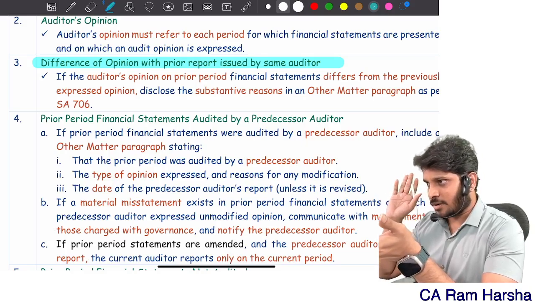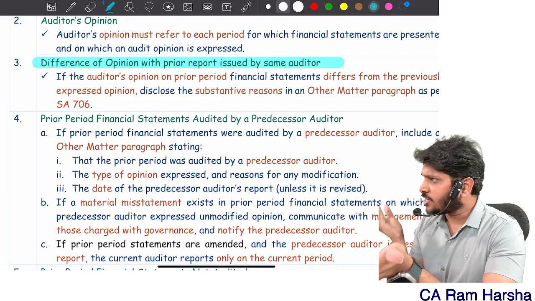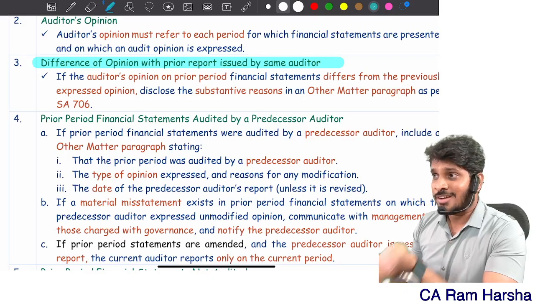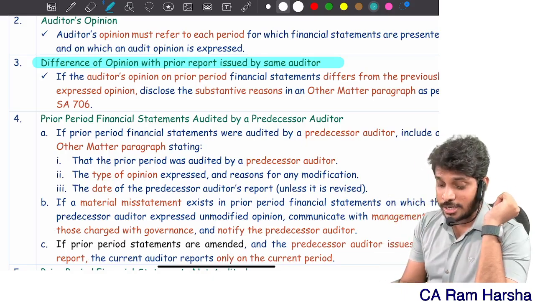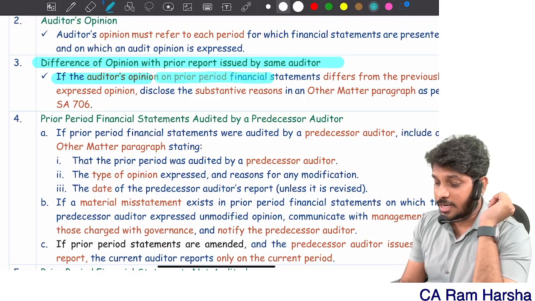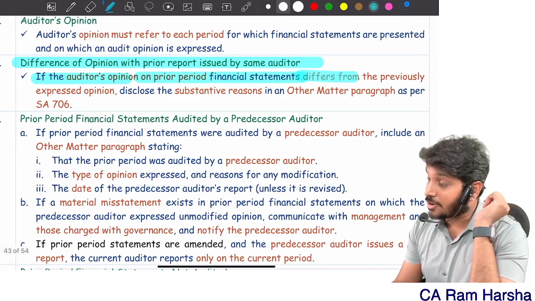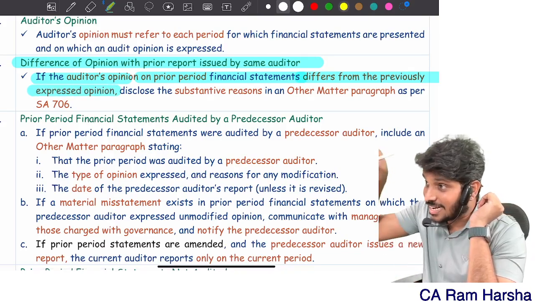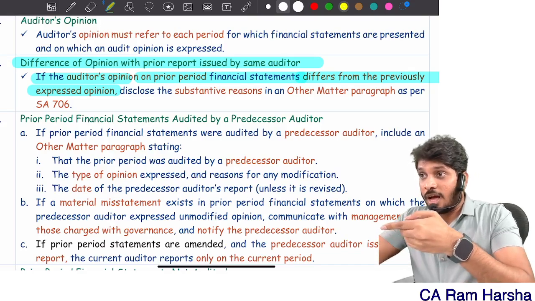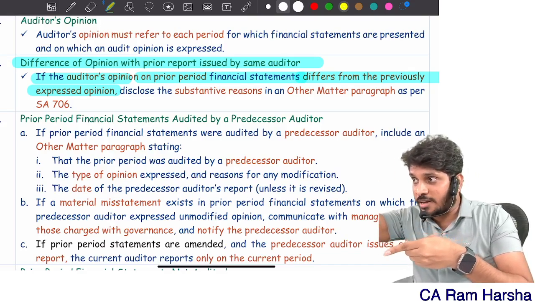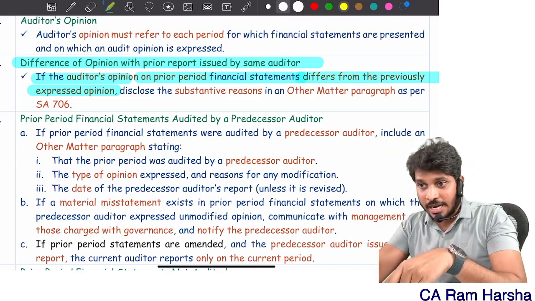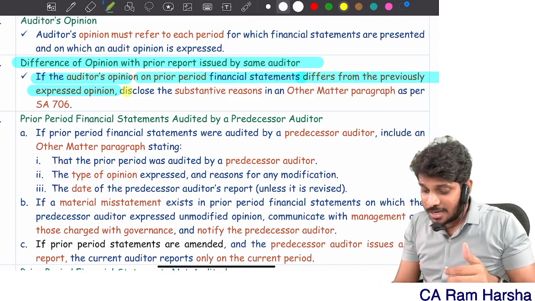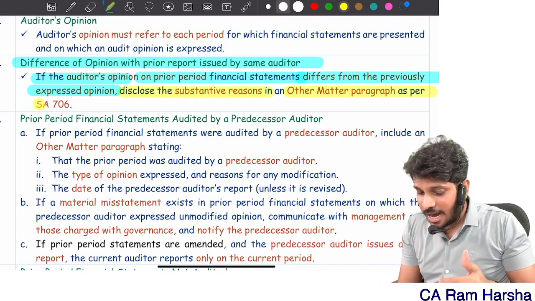Last time I gave unmodified. It's possible. Last time in my sample, I did not find mistakes. This year, when I select a sample once again, I found mistakes. The possibility is there. Now, what should the auditor do? If the auditor's opinion on prior period financial statements differs from the previously expressed opinion, in the current year you are giving an audit report, right? In that audit report, you are giving an opinion on corresponding figures, right? You are giving some other opinion, right? Then why, last time, did you give a different opinion? Disclose the substantive reasons in the other matter paragraph.